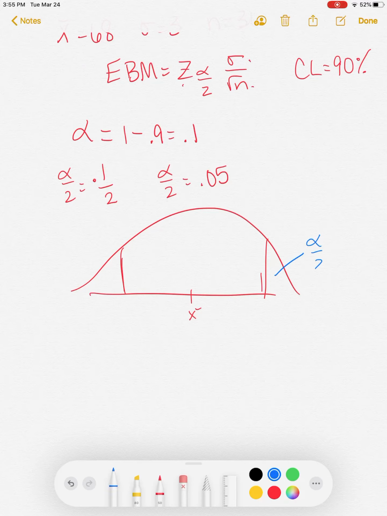The area under the curve is really the alpha over 2 and alpha over 2. And underneath here, this is our confidence level. So in this case, it was 90%. So we said that this one is 5%, and this one is 5%, because altogether they have to add up to 100%. So notice that this one here is 0.05, and this one here is 0.95.